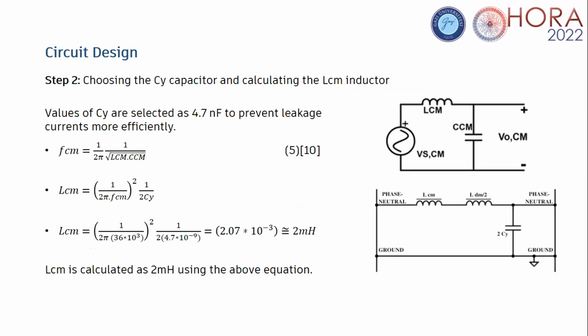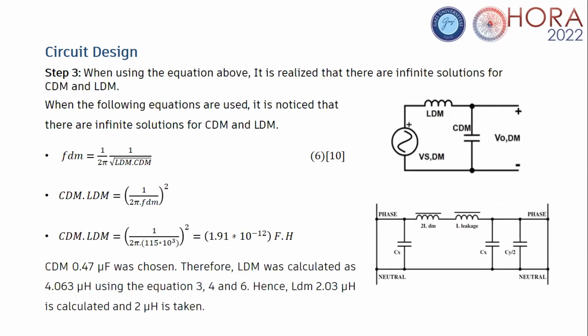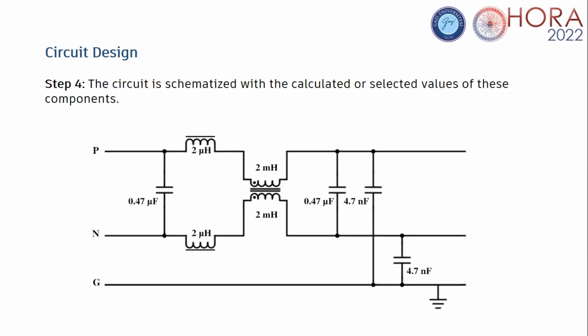Here we choose the CY capacitors as 4.7 nanofarad and use the following formulas to determine the values of the LCM inductors and calculate it as 2 millihenry. Then we apply the same procedure for CDM and LDM. After calculating their values, we put them into the circuits.